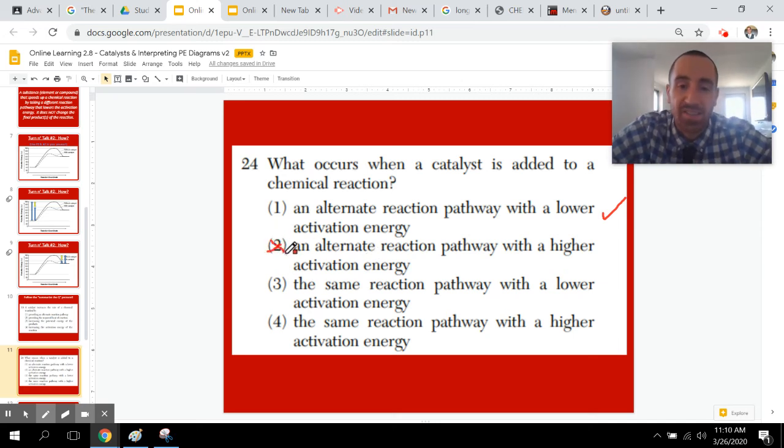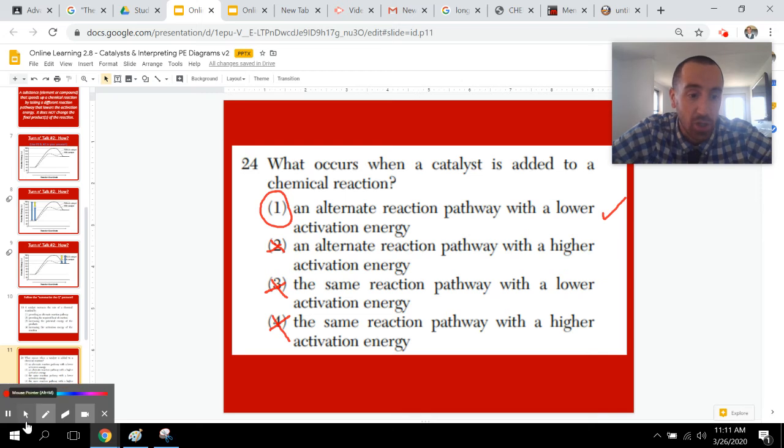Number 3, the same reaction pathway. Right there, we know it's not the same. With a catalyst and then without a catalyst, it has a different path, 2 separate lines. They have a different reaction pathway, so number 3 is out. Number 4, the same reaction pathway. Again, we're going to steer clear of that because it's not the same pathway. It's a different reaction pathway. We don't even need to read the rest of it, and even that is wrong. A higher activation energy is incorrect. So the answer is number 1. It's just asking you to use your definition of catalyst to get a question right.